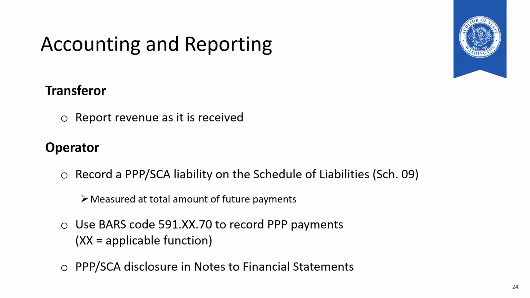Just like for leases and for SBITAs, it's measured at the total amount of future payments. Also, like leases and SBITAs, you'll use BARS code 591 with object code 70 to report those PPP and SCA payments. You'll also have a note disclosure for the notes to the financial statements.